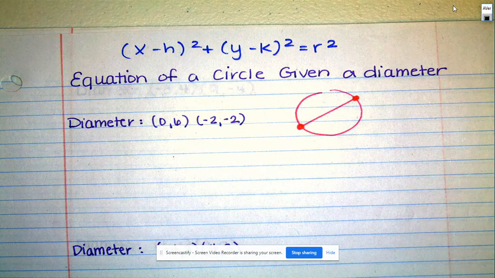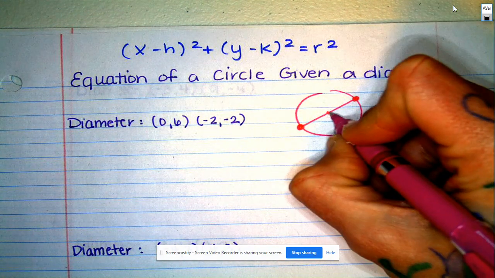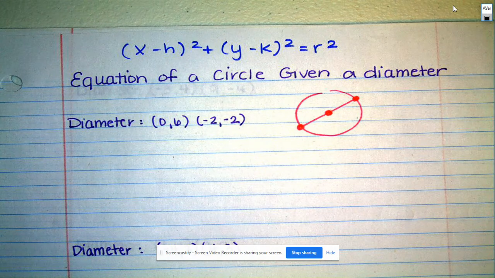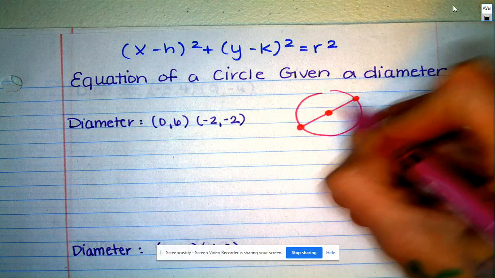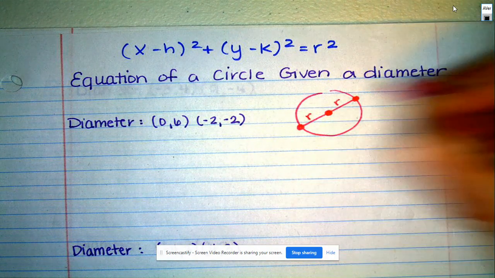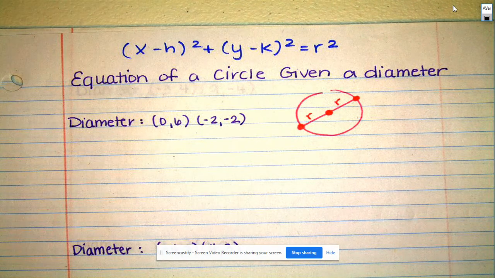Now, if the diameter are those 2 points, the diameter always passes through the center of the circle. And remember, if we cut the diameter in half, that gives us a radius and a radius. So ultimately, if you find the midpoint of the diameter, you would have the center.